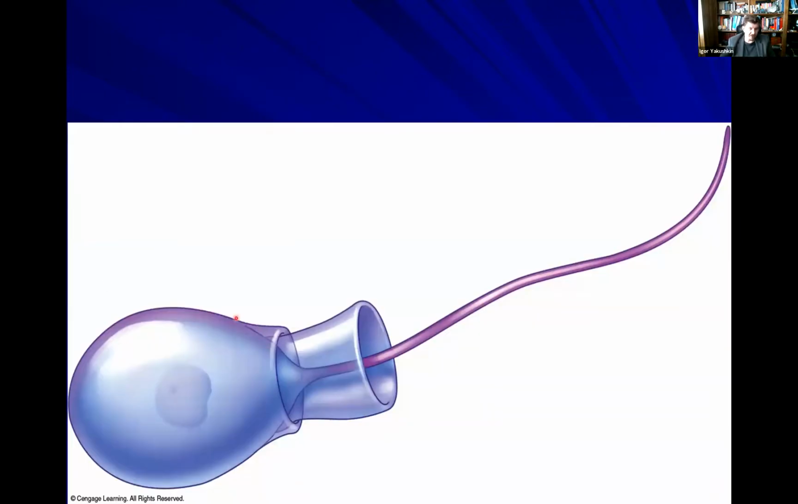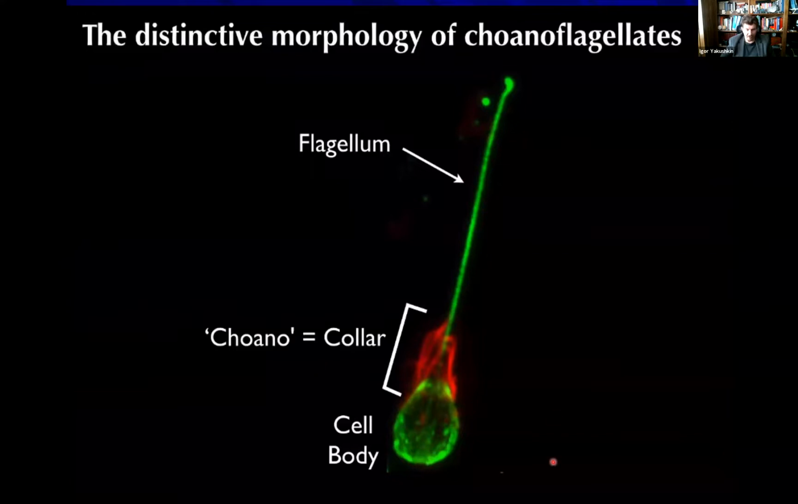Again, the choanoflagellate: the cell, nucleus, that particular collar, a very interesting structure, and the flagellum. Here we're looking at a microphotograph of free-living choanoflagellates. Again, cell, collar, and the flagellum.